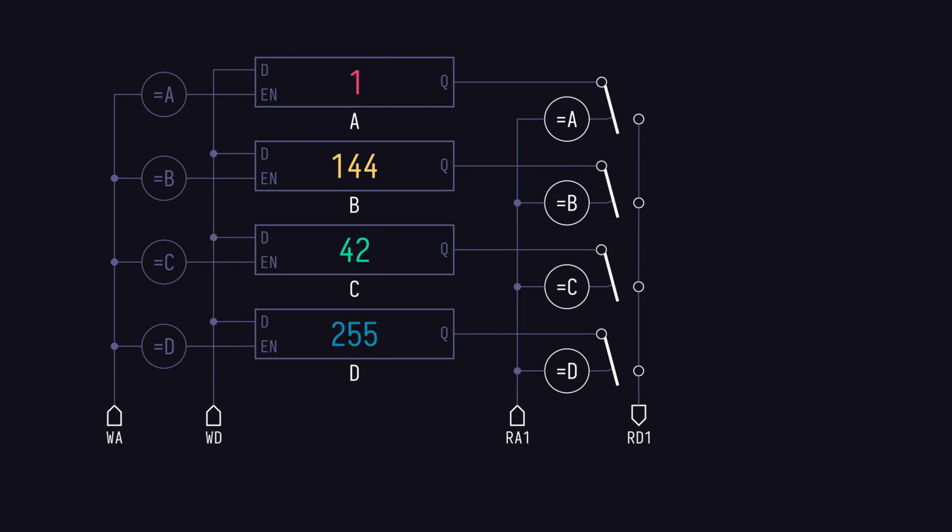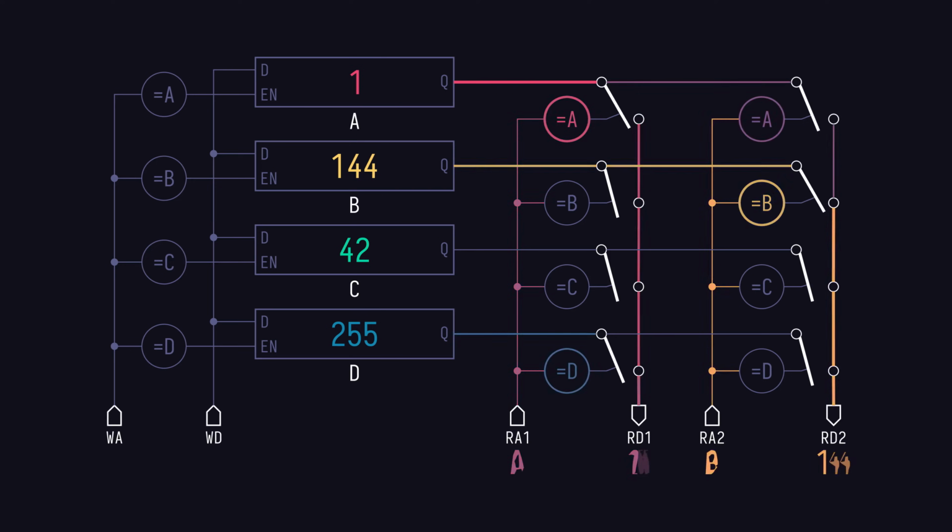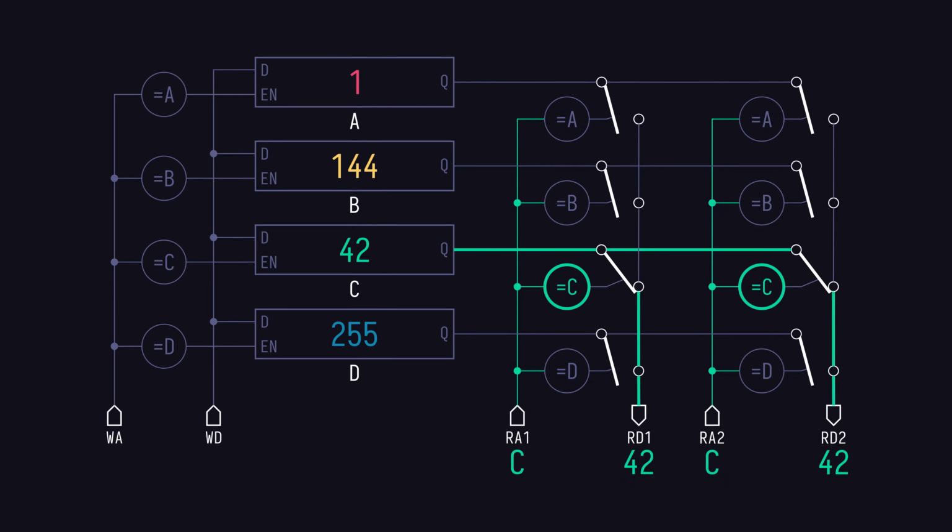Reading registers is as easy as selecting a register through the read address port, which is going to close the corresponding switch, which in turn connects the register to the read data output and produces the register's value at the read data output. And since we have 2 read ports, we can do multiple reads in parallel, and we can even read the same register twice.